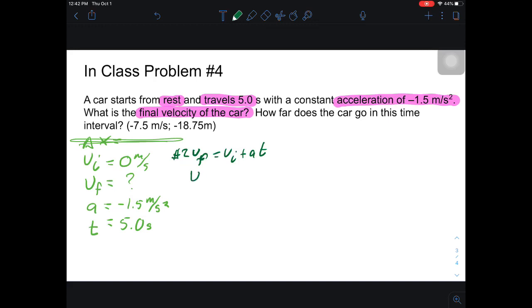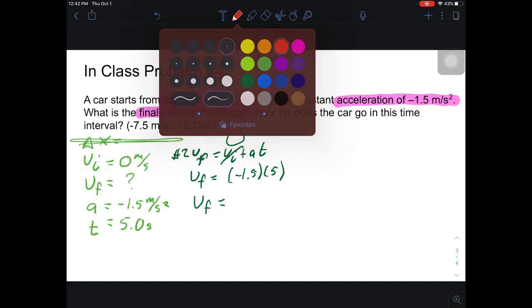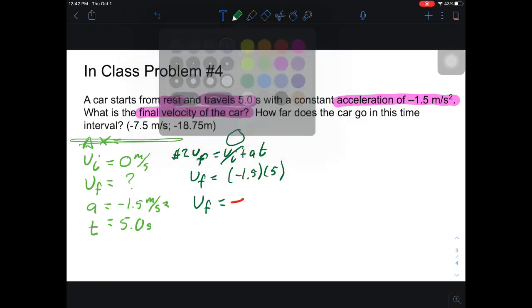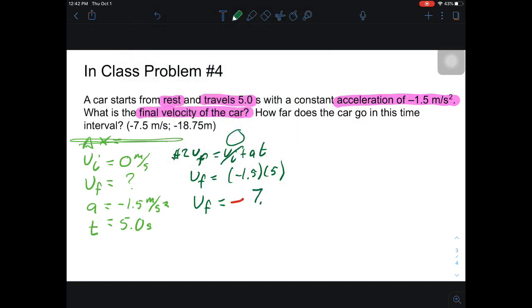All right, so your numbers should be VF is equal to 0 plus negative 1.5 times 5. Then your final velocity is going to be negative 7.5 meters per second. That negative tells me the direction, and it's telling me that it's moving in the negative direction, which is going to be to the left. Now you don't actually have to put left, the negative gives us that direction.